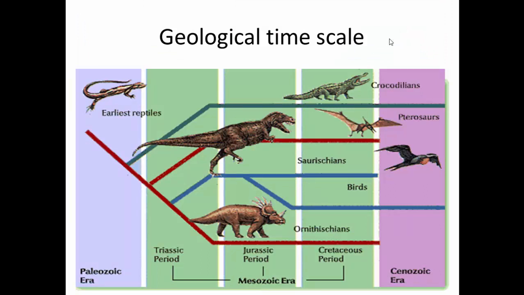Geological time scale. The geological time scale is divided into three eras, that is Paleozoic, Mesozoic, and Cenozoic. The oldest era is the Paleozoic. And the youngest era, or the current era that we are living in now, is the Cenozoic era. While the era where dinosaurs lived, we call the Mesozoic era.